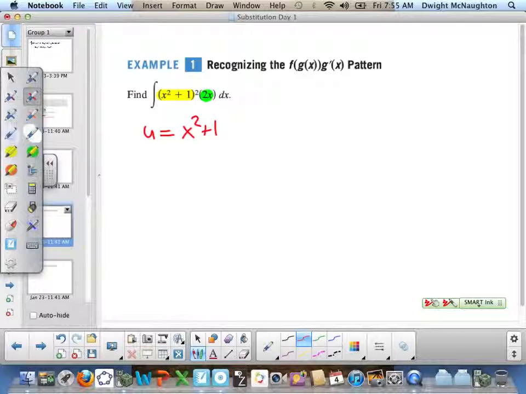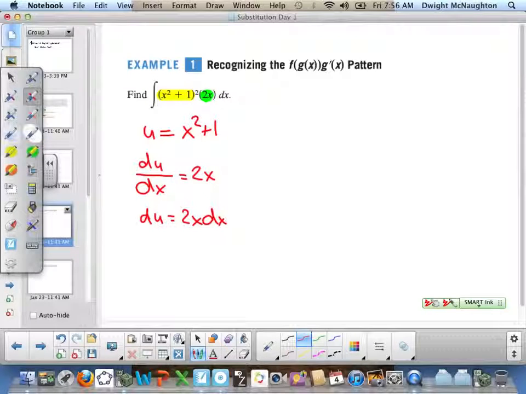So that means I'm changing the variables. I need to change the variable of everything, and that means I need to change the variable of dx as well. So I need to take the derivative of u. The derivative of u with respect to x equals 2x. All right? Solve for du, so we get du by itself. That means multiply both sides by dx. We get du equals 2x dx.